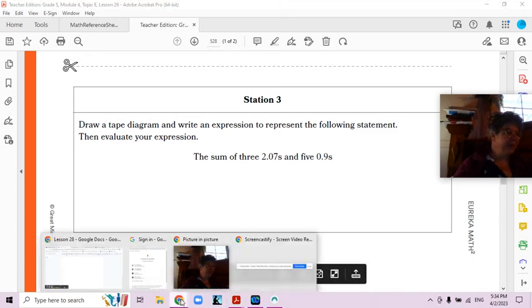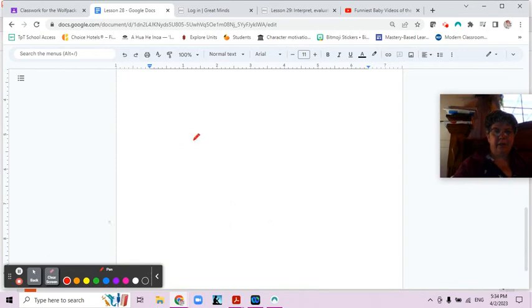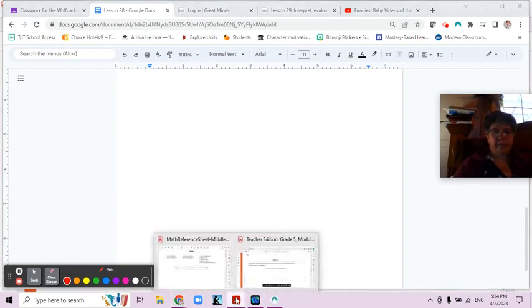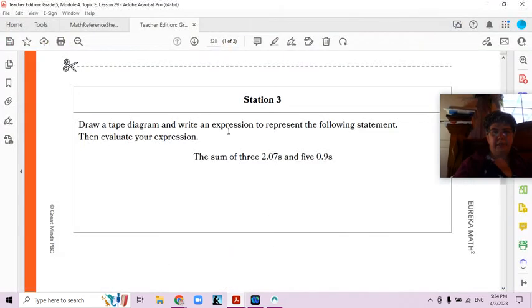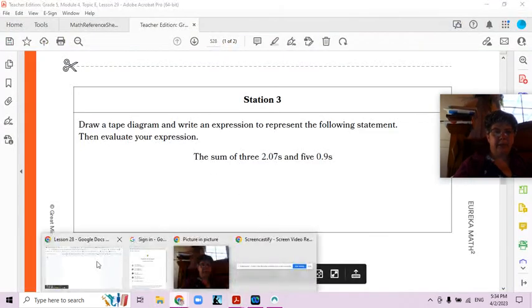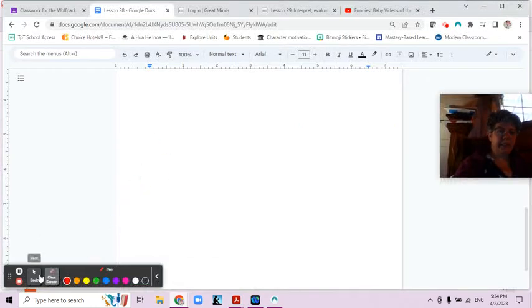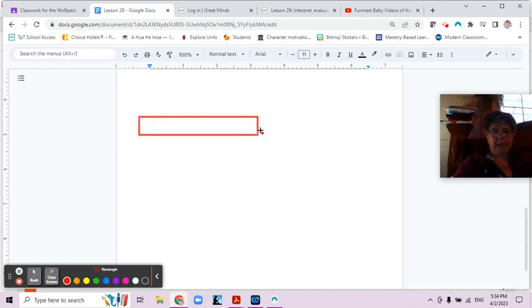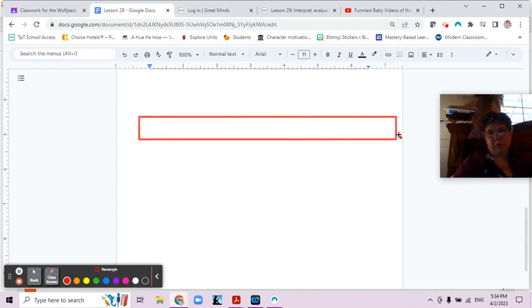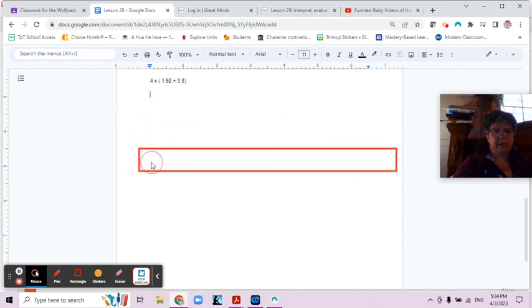Okay, so here we go. We need a tape diagram and an expression, and then evaluate. Okay, so let's make a tape diagram. Nice and big. 3, 2 and 7 tenths, right? I wonder if I can type inside of here. Not really. Okay, so 2 and 7 tenths, 3 of those.